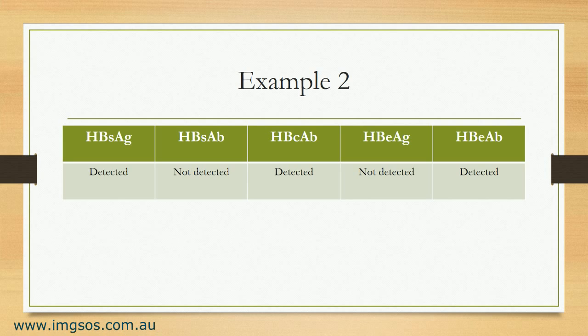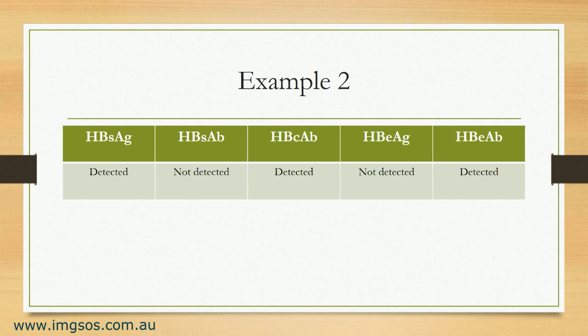This is patient example number 2. Surface antigen is detected, surface antibody is not detected, Hep B core antibody is detected, Hep B envelope antigen is not detected, and envelope antibody is detected. Again, that sounds quite confusing when you say it like that.